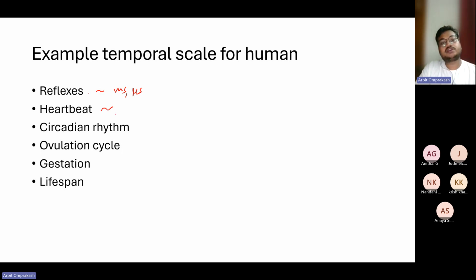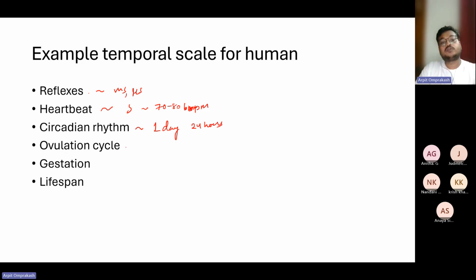Then we have a heartbeat, which is around the scale of seconds. Normally a heart beats around 60 to 70 or 70 to 80 times per minute. So one heartbeat happens close to 1 second. Then we have, as I talked about before, the circadian rhythm, which generally determines when we are sleeping, when we are waking up, when we feel tired, when we feel sleepy, and so on. This happens over the course of a day, so this is around 1 day or 24 hours.